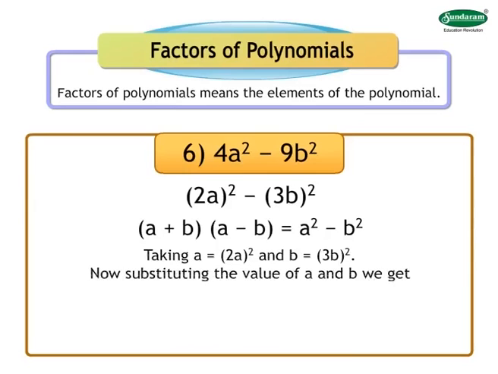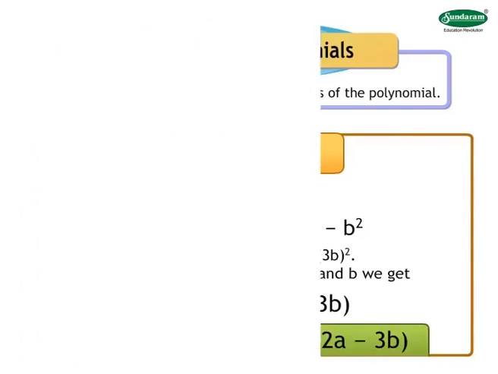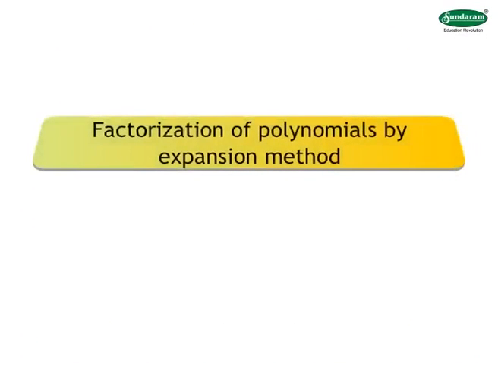Therefore, in our sum, a will be 2a the whole square and b will be 3b the whole square. Now, substituting the value of a and b, we get 2a plus 3b in one bracket and 2a minus 3b in the other bracket. Therefore, 4a square minus 9b square is equal to 2a plus 3b and 2a minus 3b. Now we shall learn the factorization of polynomials by the expansion method.